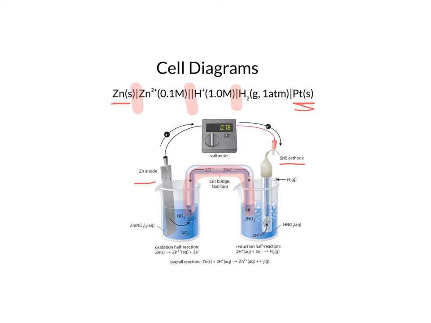And then at that point, we have designated all the species in our reduction half reaction. And so we just have the platinum, which is the cathode electrode that is going to be the source of electrons for this reduction half reaction.